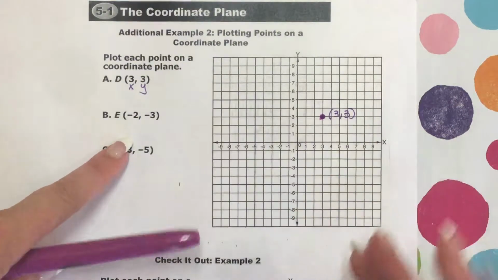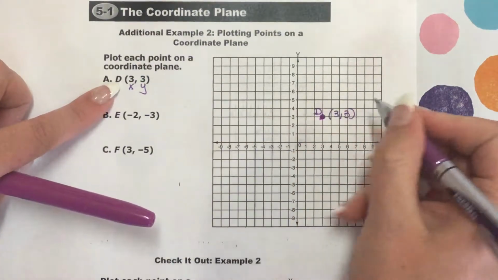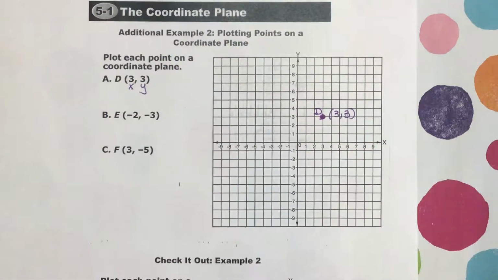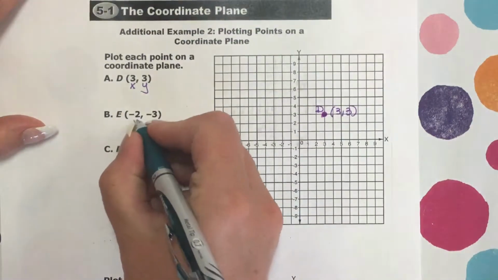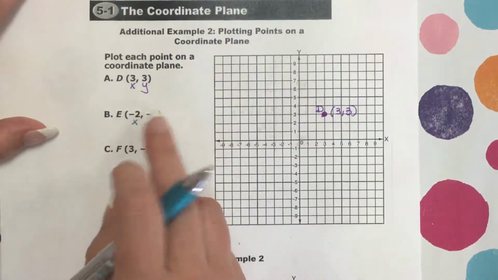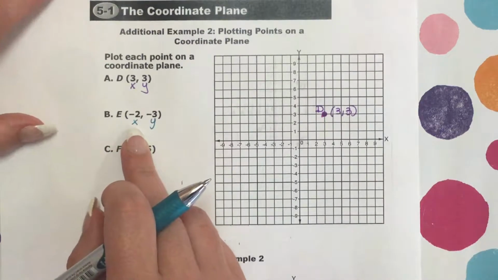Okay, let's do the next one, E. Oh, we have to label it. This is D. Okay. The next point here is E, (-2, -3). So this is the x, this is the y. It's a pair, two numbers, and it's ordered. X always comes before y because that's the order of the alphabet.